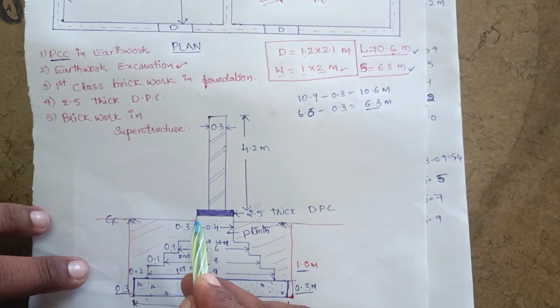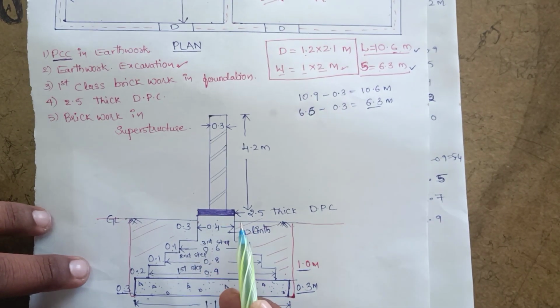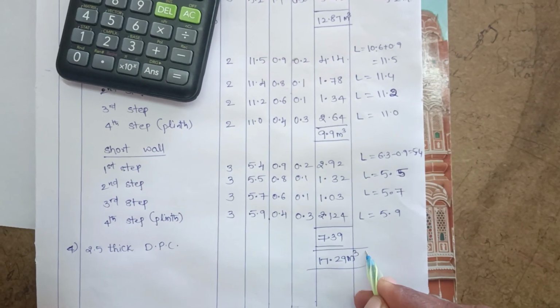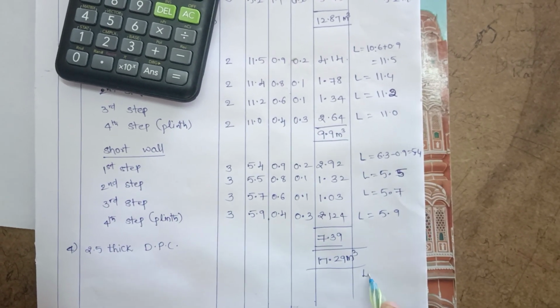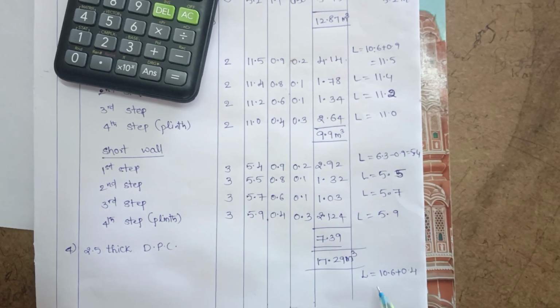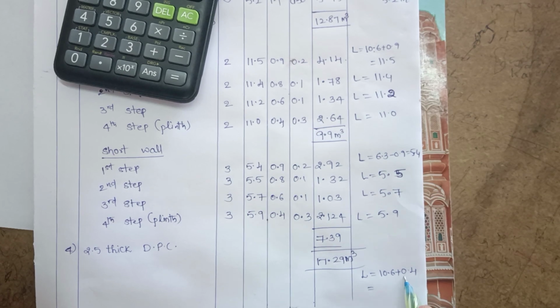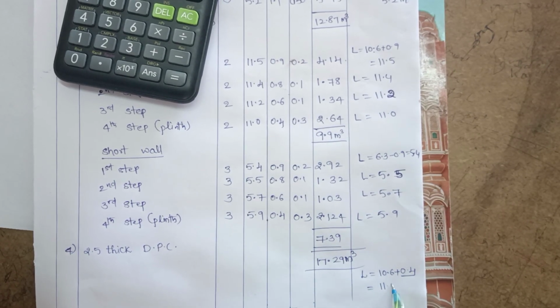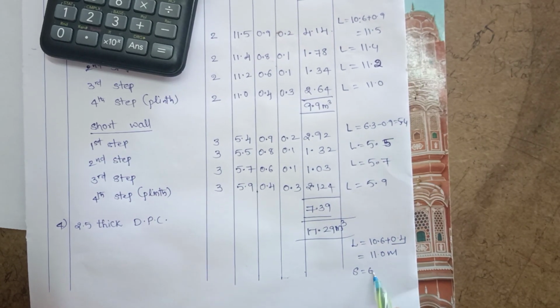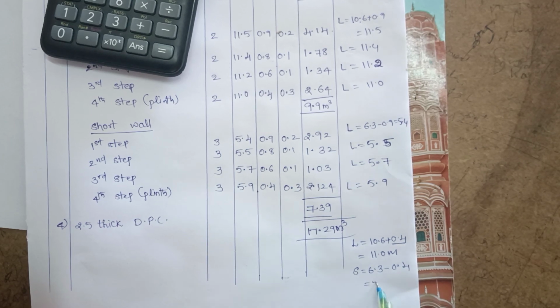Here the width is 0.4 meters, and the length is calculated as 10.6 plus 0.4. For long walls we need to add the 0.4, which is the breadth of the DPC, which comes out to be 11 meters. And for the short wall, 6.3 minus 0.4, which comes out to be 5.9 meters.